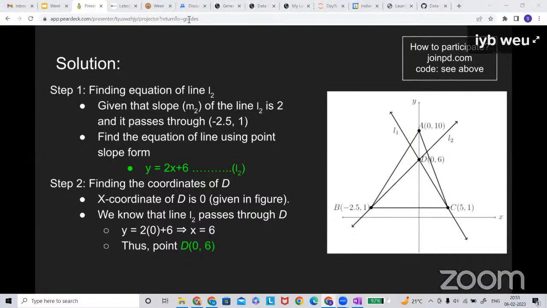Sir, y equal to 6, right? So there x equal to 6 is given. Second last line.